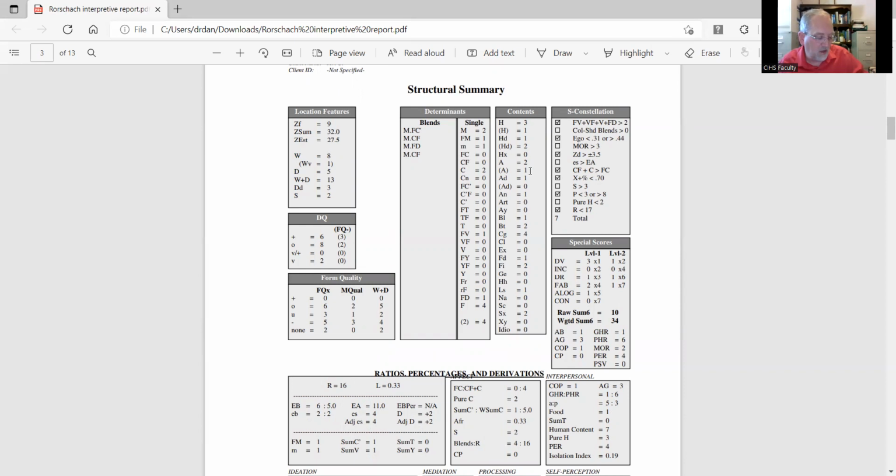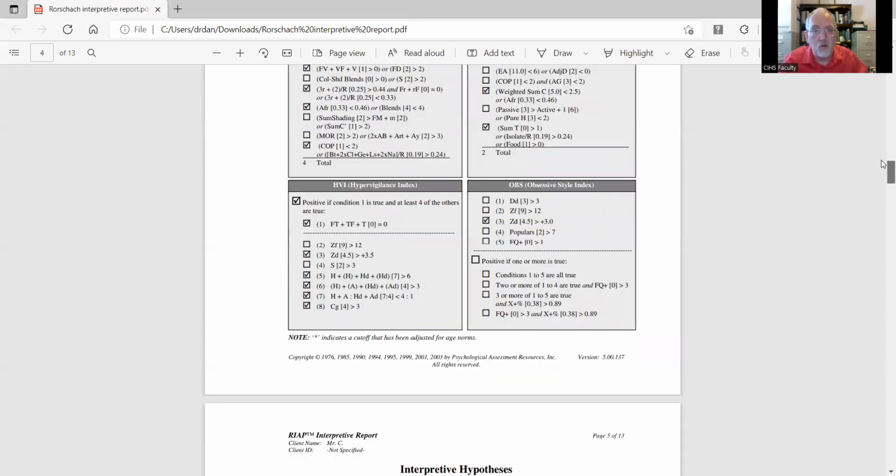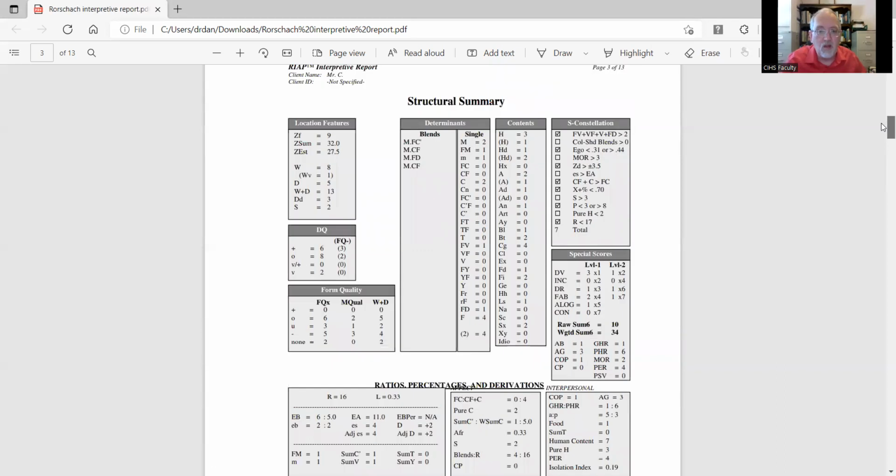That starts out the appendix 6, the scoring summary, the structural summary. So this and this are from appendix 6 of your book. You can look through there at all the different scores. These are how often the different location features come up, the number of times the different determinant qualities come up, the number of form. So these are all how often these different ones come up.